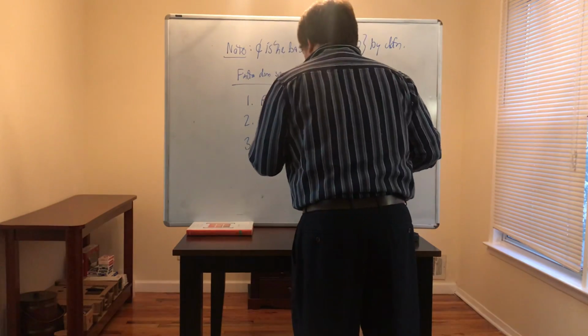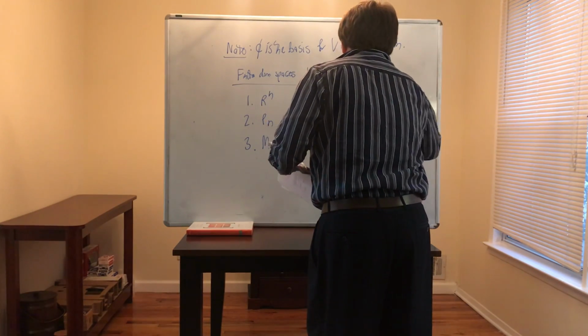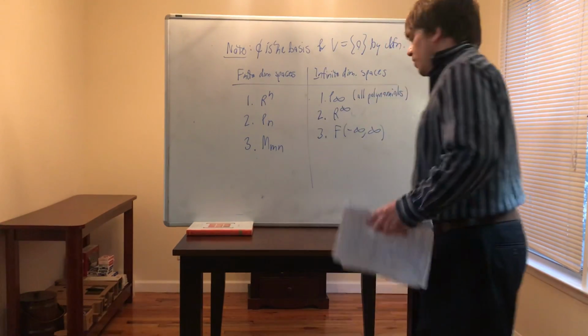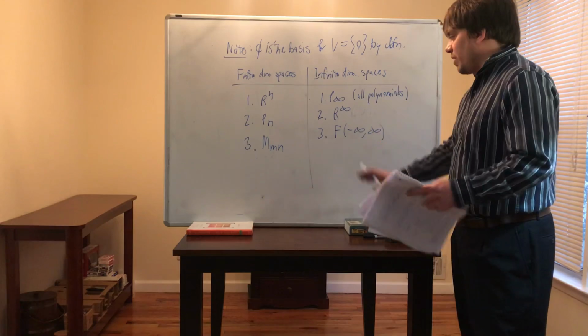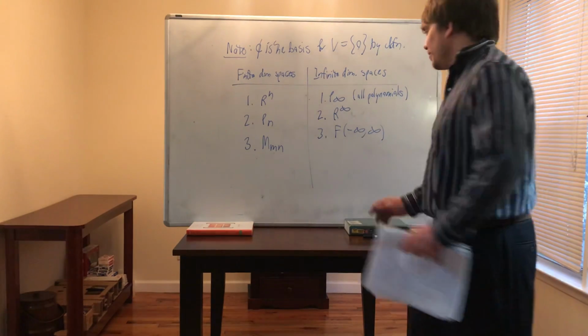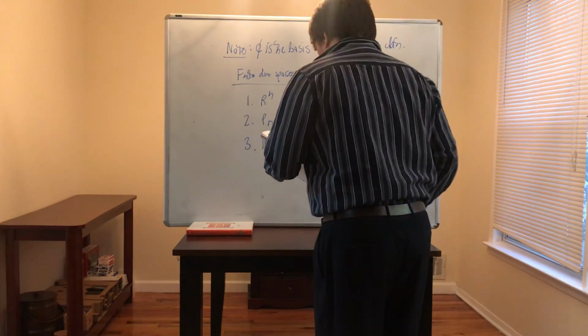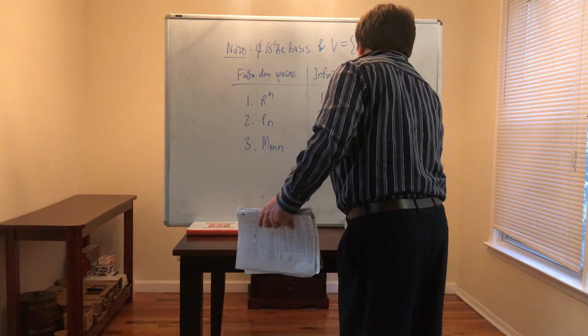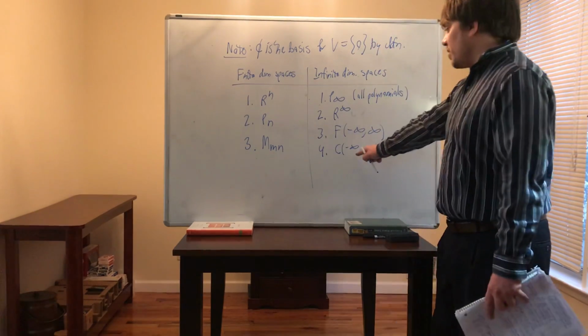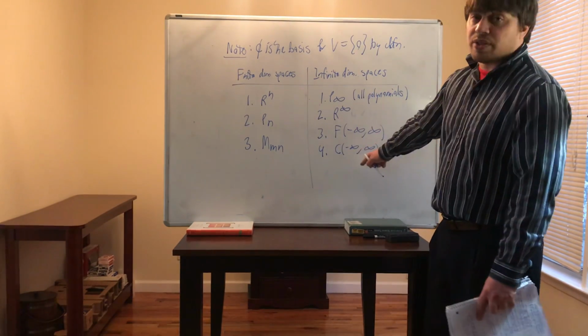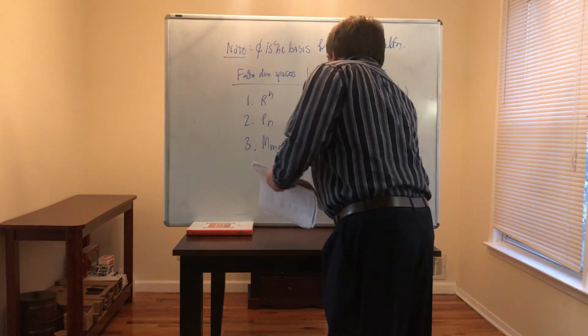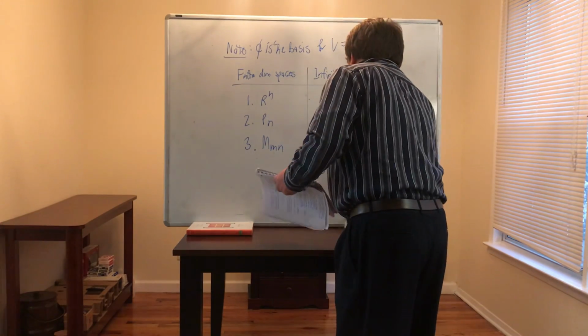3, capital F of negative infinity comma infinity. These are the set of functions defined on the real line. 4, C of negative infinity comma infinity. This is the vector space of continuous functions defined on the real line. 5, C^m.